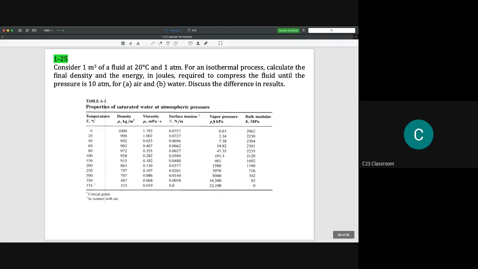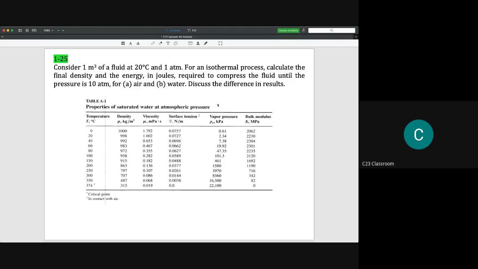And this is 1.25. We consider 1 meter cube of a fluid at 20 degrees Celsius and 1 atmospheric pressure. For an isothermal process, calculate the final density and the energy in joules required to compress the fluid until the pressure is 10 atmospheres, 10 atm, for air and water. Discuss the difference in the result.